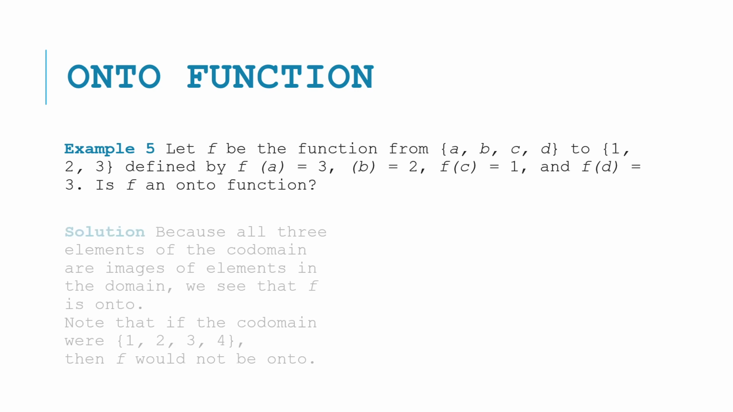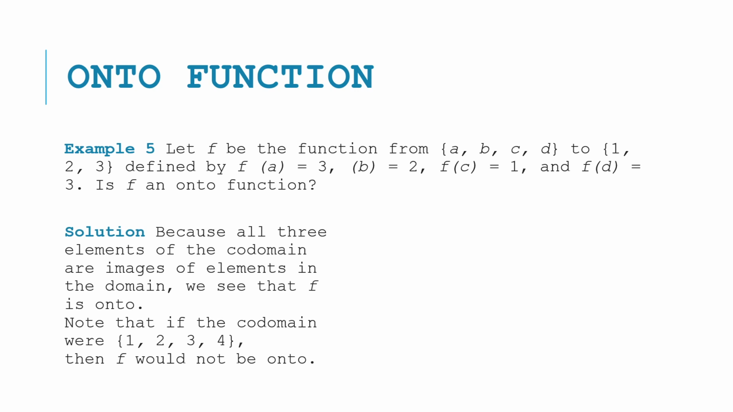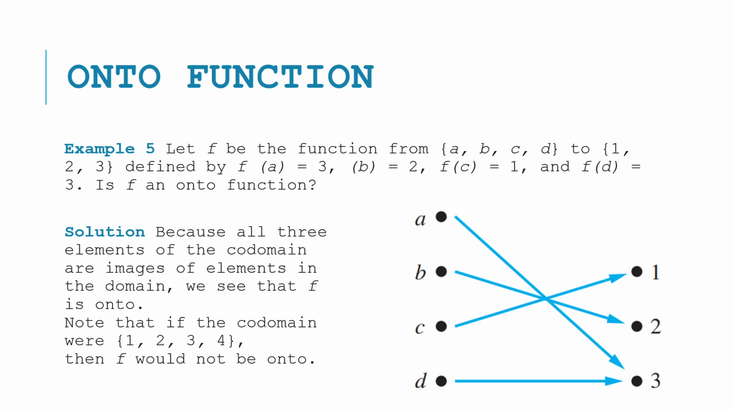So here, let f be the function from {a, b, c, d} to {1, 2, 3} defined by f of a equal to 3, f of b equal to 2, f of c equal to 1, and f of d equal to 3. Is f an onto function? Since all three elements of the codomain have a pre-image, or since all the elements of the codomain are images of elements in the domain, we see that this function is onto.